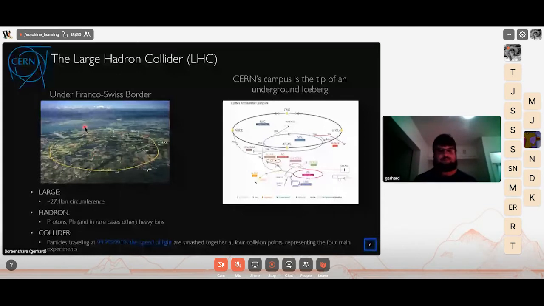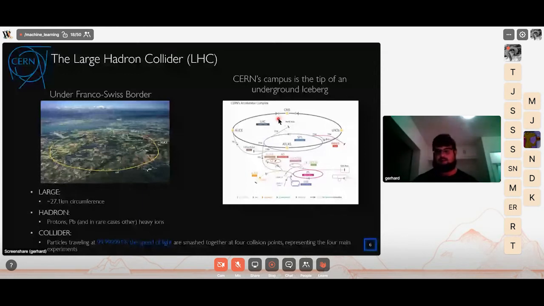Cool. So the Large Hadron Collider is this massive structure under the Franco-Swiss border. It's mostly under France. And you've got the Alps there in the background. It's a massive structure, 27.1 kilometers in circumference, and it's about 100 meters underground. And it also slopes a bit to avoid the mountainous structure around it.